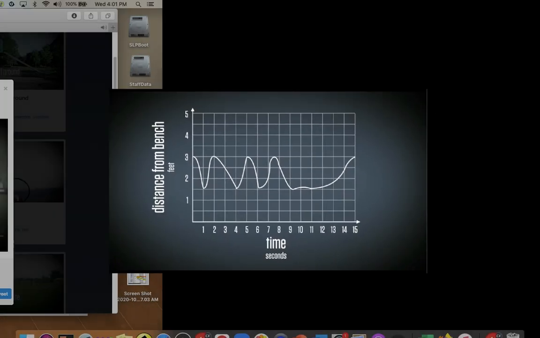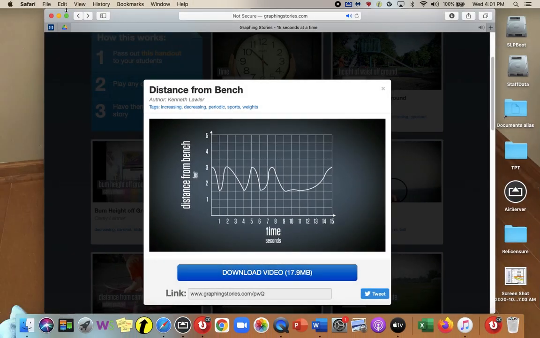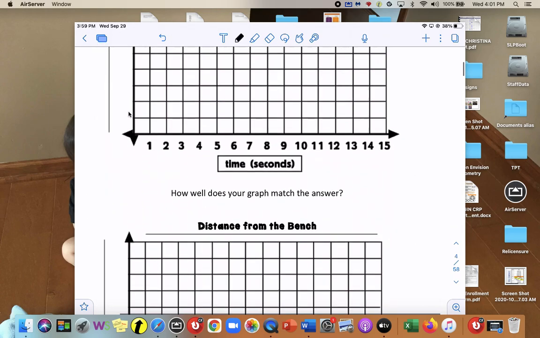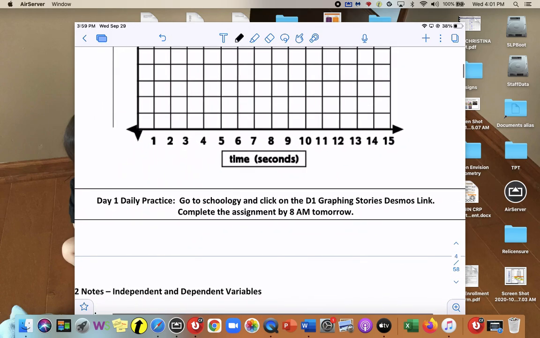All right. So again, it's all about taking a look at what's happening, and can you graph it? Can you figure out what goes where? So for your assignment for today, it's going to be a Desmos. So you'll go to Schoology, and in the functions folder, so orange folder, you're going to click on Day 1 Graphing Stories Desmos link, and you'll want to complete that assignment by 8 a.m. tomorrow.